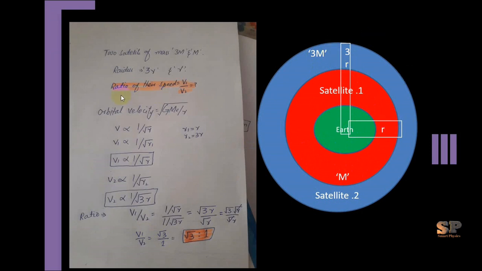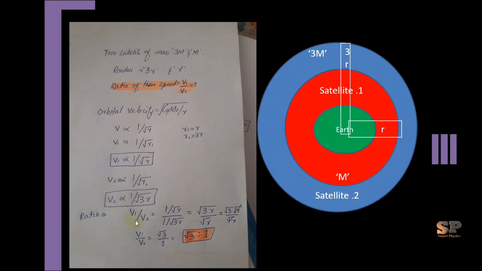And we know the formula of orbital velocity as GM e divided by r under the root, where G is the gravitational constant and M is also constant, which is mass of the earth. Therefore, V will be proportional to 1 over under the root r, and in case of satellite 1, it will be proportional to 1 over under the root r1, where r1 is equal to r. In case of satellite 2, it will be equal to 3r, because in satellite 2 the radius is 3r.